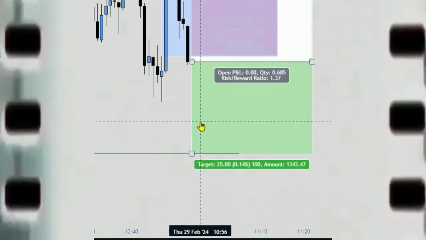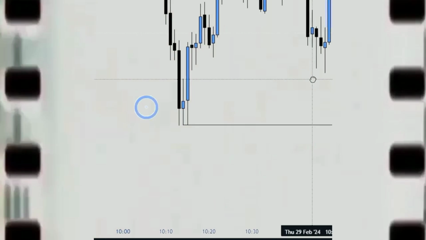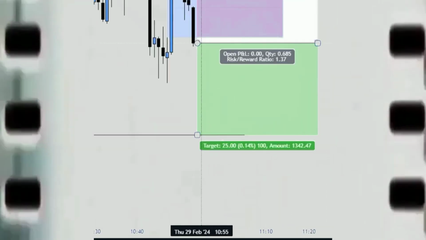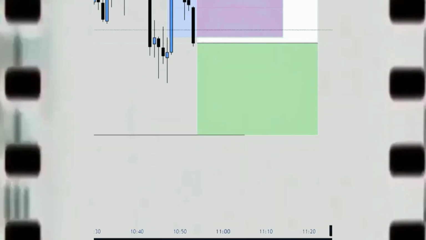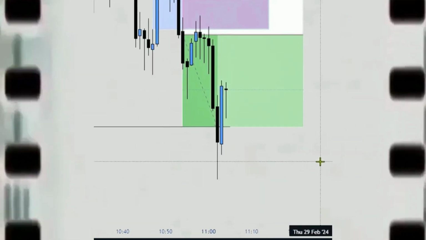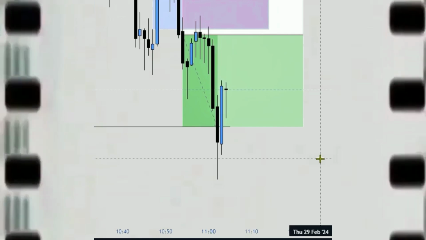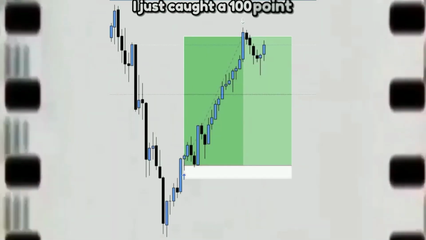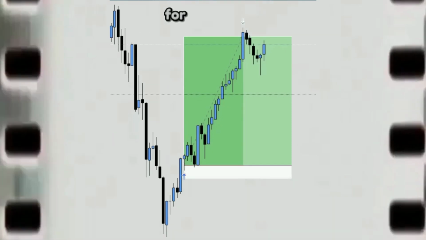My take profit will simply be this equal lows down here, which is an extremely strong draw on liquidity. And my stop loss will just be if we get a candle close back above this fair value gap. And this is my 80% win rate day trading model that I trade every single day live in Discord. I just caught a 100 point move and called it live for my Discord.